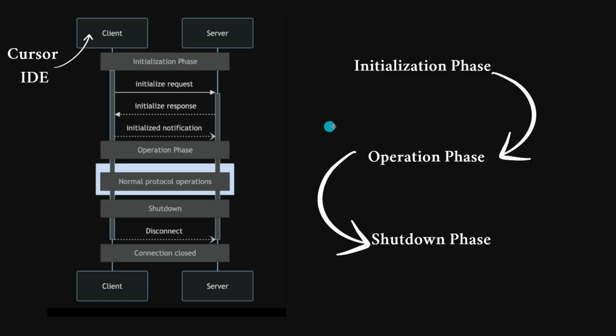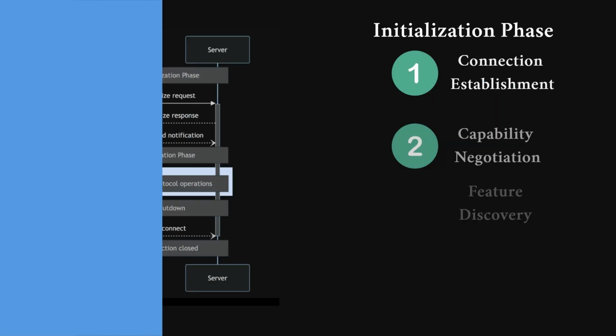In the initialization phase, the client and the server mainly negotiate the protocol versions and exchange capability information. The clients share the tools and sampling with the servers, and the servers share the tools, the resources, as well as the prompts. This feature is basically dynamic discovery. So let's get into the details of the initialization phase.